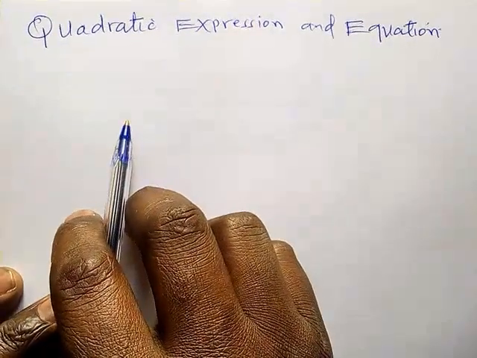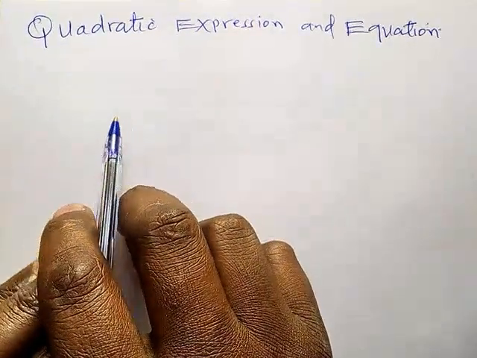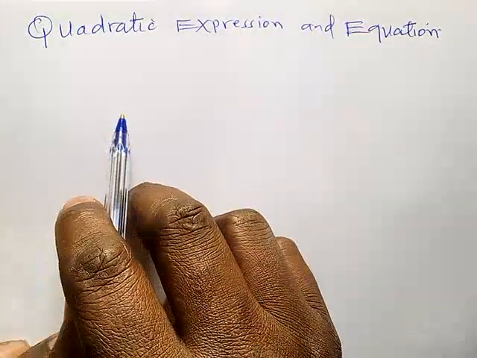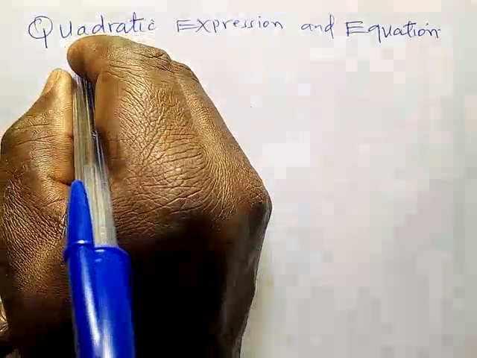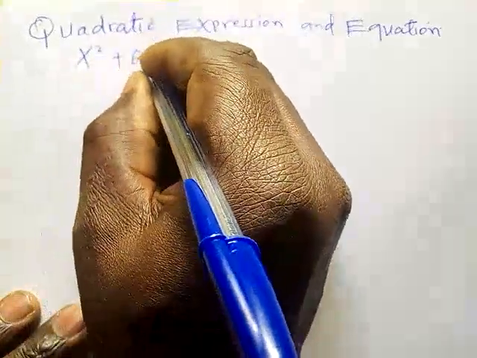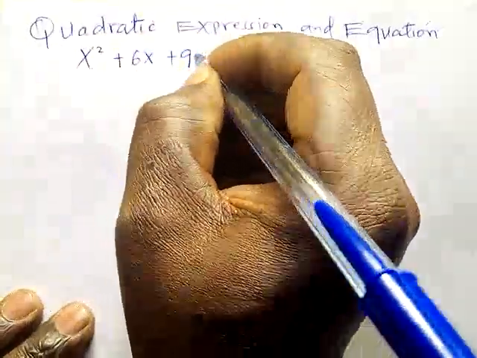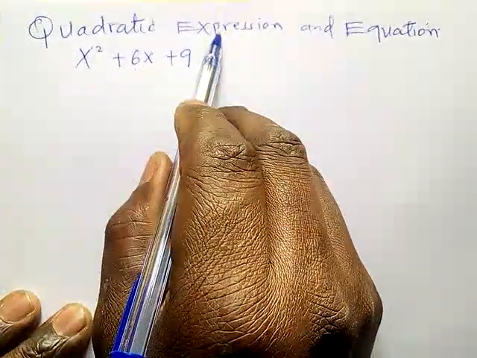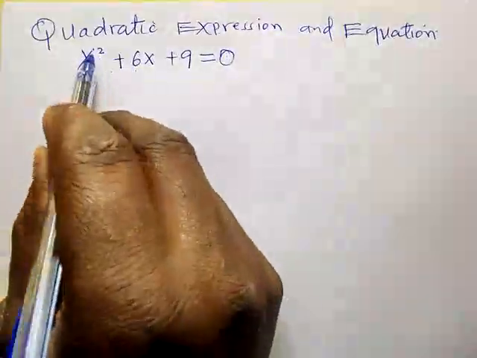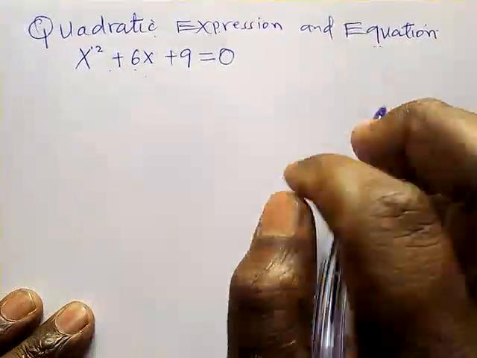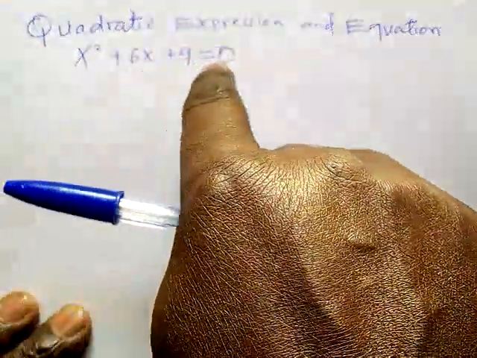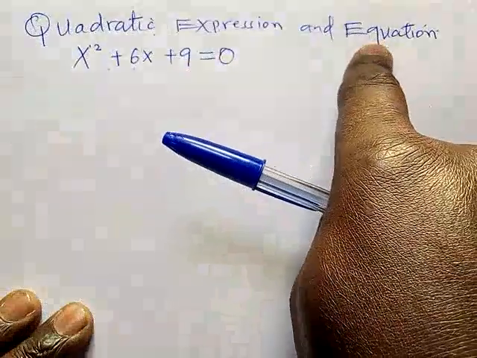We want to look at quadratic expression and a quadratic equation. First, I want to differentiate between a quadratic equation and a quadratic expression. So if I have this expression here, x squared plus 6x plus 9, this one is called a quadratic expression. But by the time I put equal to 0, it becomes a quadratic equation. Without equal sign, it is called an expression. With an equal sign, it is called an equation.